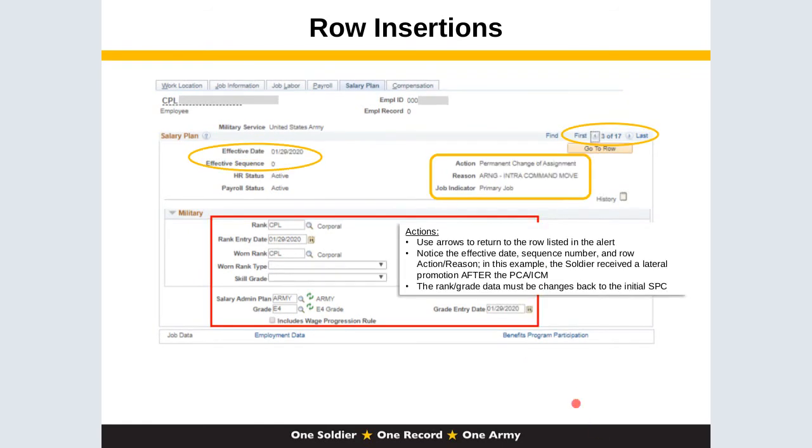So to make sure that I caught all the errors, I'm going back to the row that was inserted from ACT. That's row 3. Again, take note of the sequence number. This is 0. So this happened before the lateral appointment took place. But this particular HR user updated the soldier's rank and grade data to corporal, which is incorrect. So all of this data has to be changed back to the row 4 data, which listed the specialist rank and grade data.